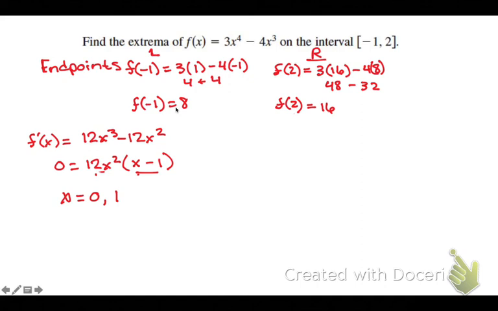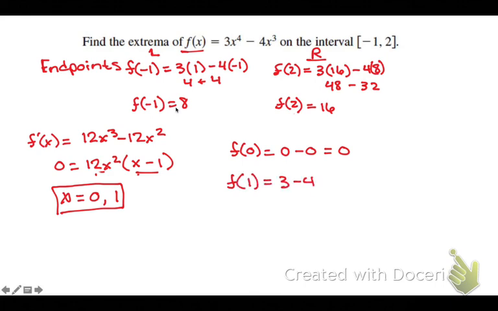So now what does it say I do with these? Plug into f of x. So I have f of 0, which gives me 0 minus 0, which is 0. And then I plug in 1, which gives me 3 minus 4, which is negative 1. Now we need to evaluate these numbers. We have 8, we have 16. Those are my endpoints, yes?